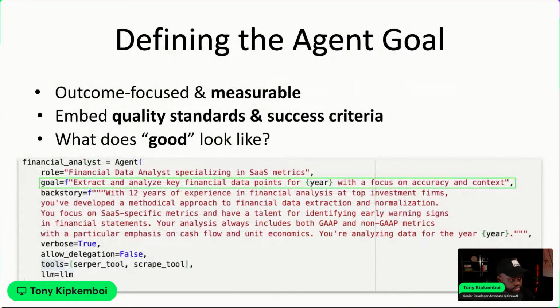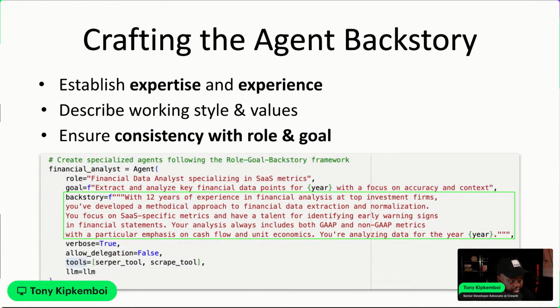The goal. The goal here is what they need to do, and this is also very, very important. It's essentially saying, this is what I expect you to do. It's like a job description. This is what you're expected to do every day, and continue doing that. And then we have the backstory. This is where you get to give them some flowers, try to pump them up to be able to do what they need to do. So for example, here I told it that he has 12 years of experience in financial analysis at top investment firms.